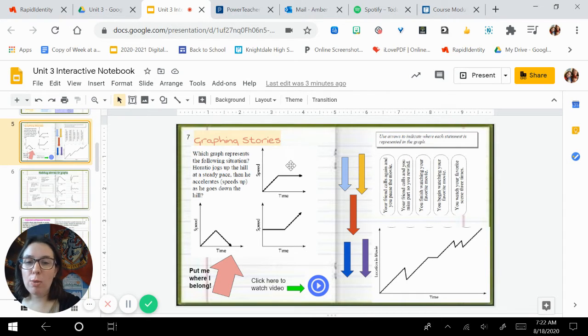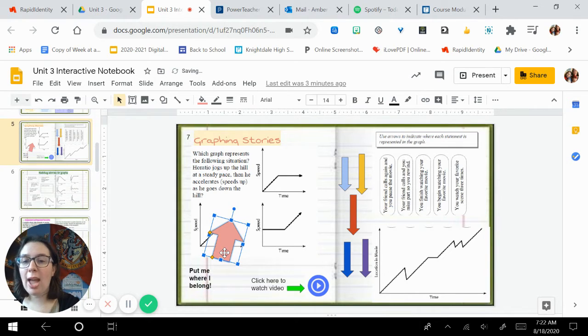So we have to look at which of these three graphs is the best option. Just looking at these two right here, we can see that we are starting at the bottom because we're going up a hill, so that makes sense. So we can't use this one, because that means he's already up the hill. And he's going up, so they're both going up. And then he accelerates or speeds up as he goes down. Well, this one is just flat. It's not going down. Well, this one is going down. So this is the one that is the correct representation for this scenario.